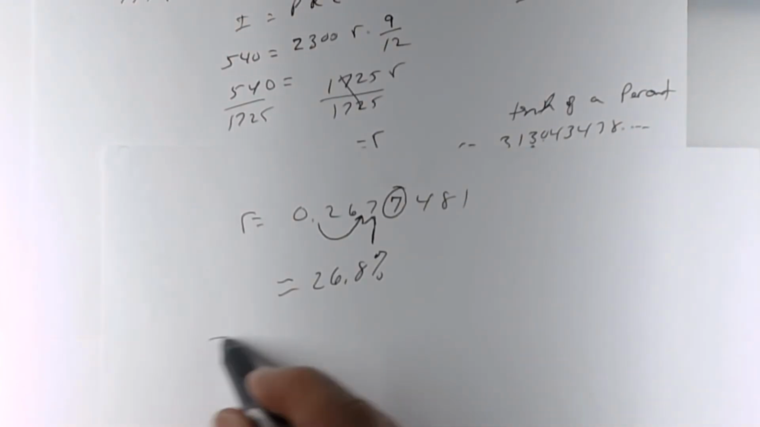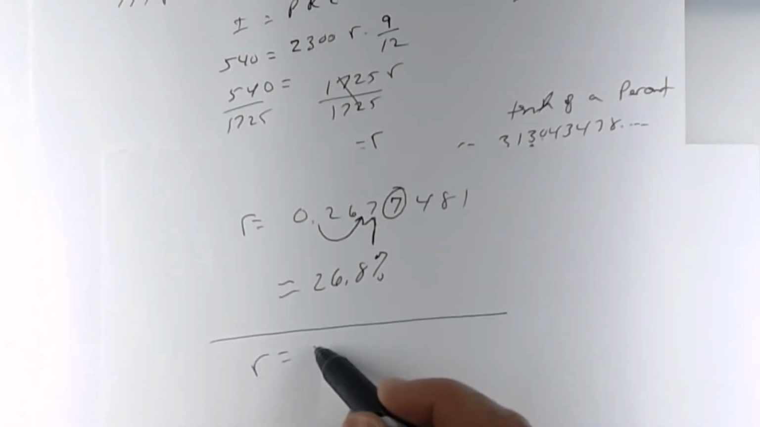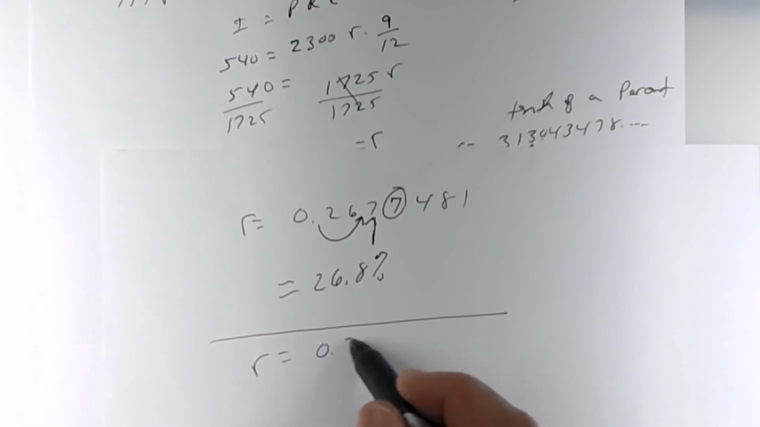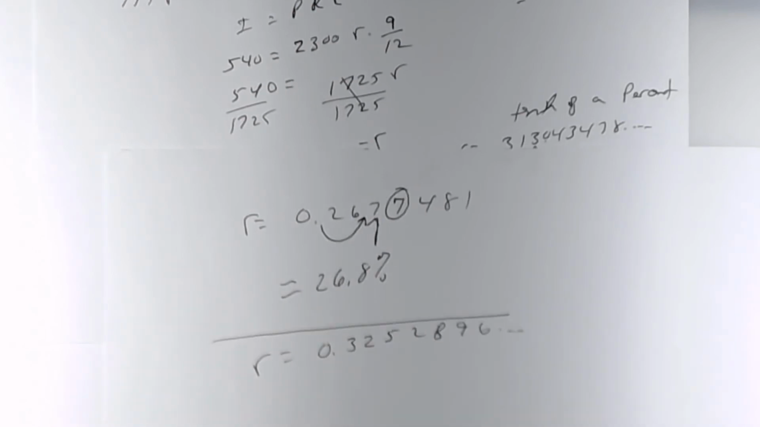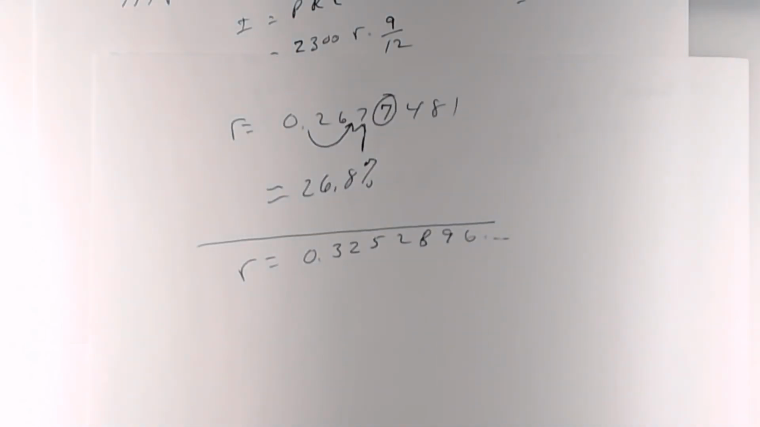What if you had this? R equals 0.32529896 and so on. What would that be to the nearest tenth of a percent? What do you think? I know you can't see it up there. It's 32.3252896. Yeah, y'all agree it's 32.5?